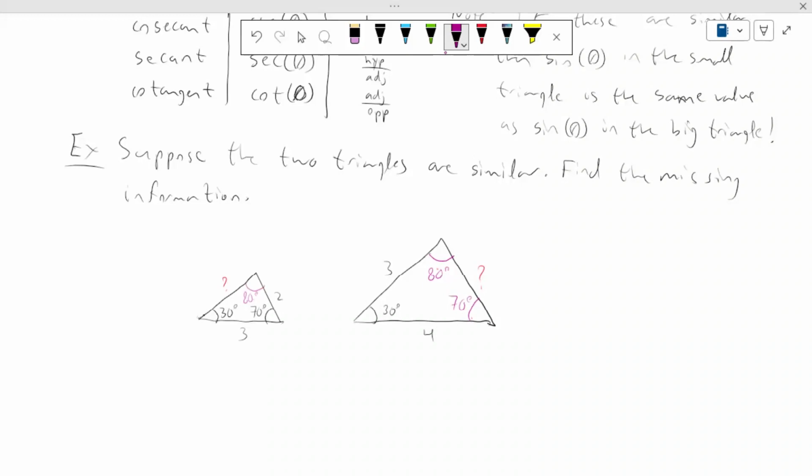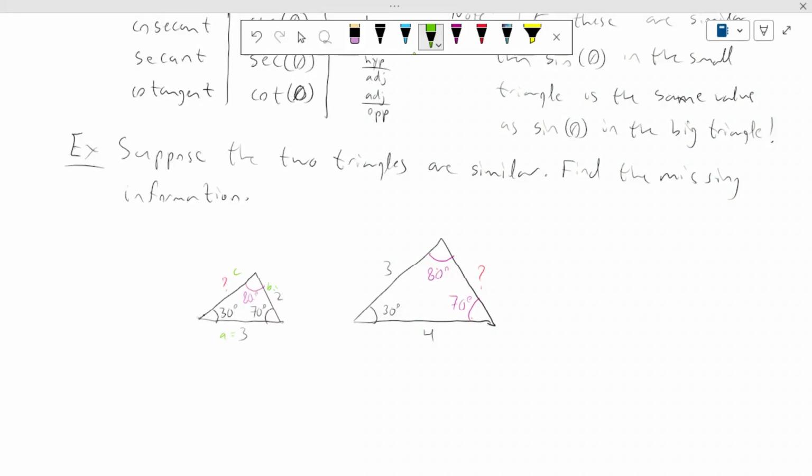Now, side lengths, maybe they're a little bit more challenging. Remember that they're all proportional to each other, though. So maybe I should give some names to the sides. I'll write those in green here. We'll call this side length A, this side length B, and this side length C. So A, B, and C. Again, not a right triangle, so they're not legs and a hypotenuse.